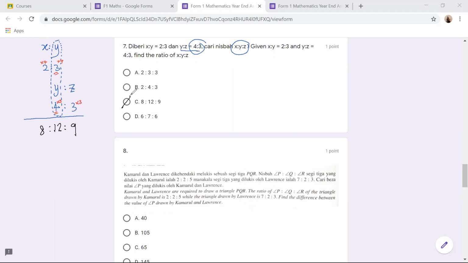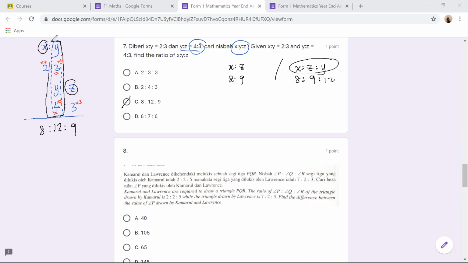The question will also trick you in such a way that they want you to find x to z. Or they even ask you to find x to z to y. So be aware of the arrangement. So the x portion is 8, the z portion is 9, and the y portion will be 12. So beware of the arrangement of the ratio given. Understand? The most important thing before you can directly equalize the x and z, which previously are not connected at all, is to find the common bridge.